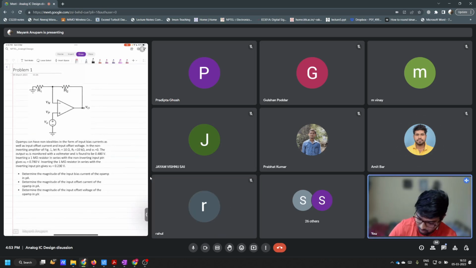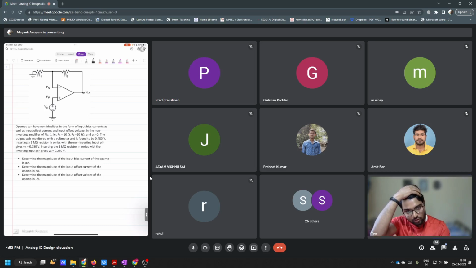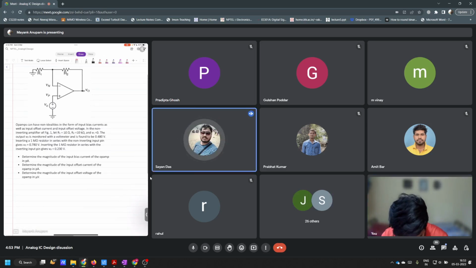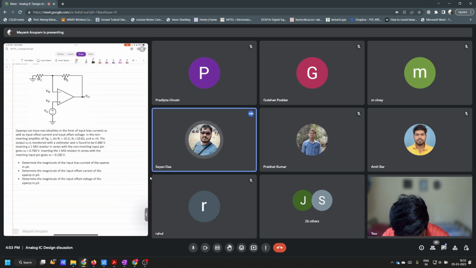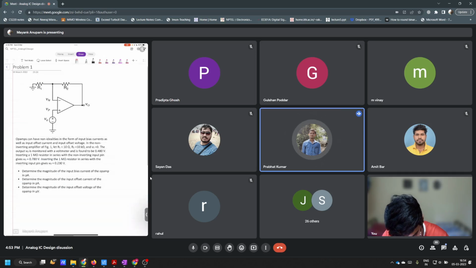So do you know how to model this in terms of offset voltage and the input offset currents? Offset voltage, I think, was discussed in lecture, but input bias current and input offset current were not discussed. Bias currents can be modeled, I think, with a resistor between the two input pins. Yeah, that's not actually correct.